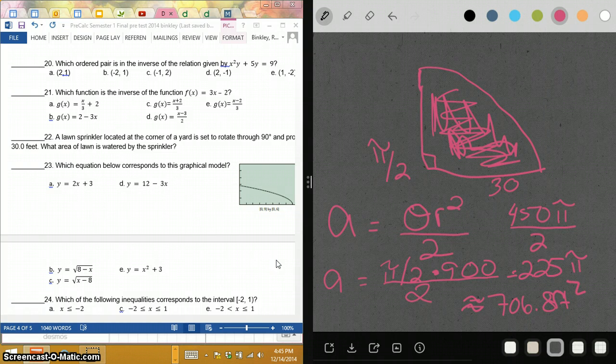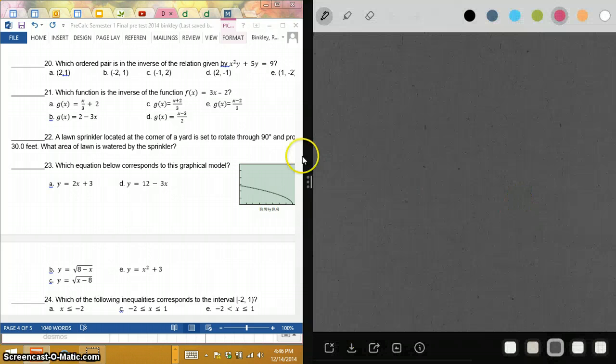Okay, 706.8 feet squared. All you have to do is remember your formula and remember that it's in radians. Now, in this particular case, since that's 1/4 of a circle, you could also find the area of the whole circle and divide it by 4. I'm not sure if that's going to be the case on the actual final, so don't memorize it that way.